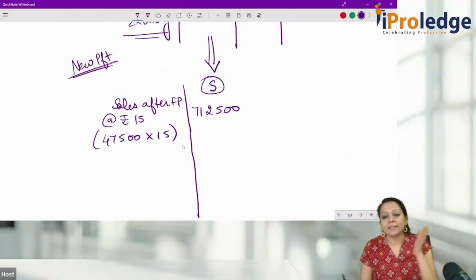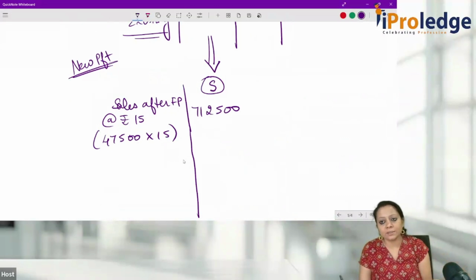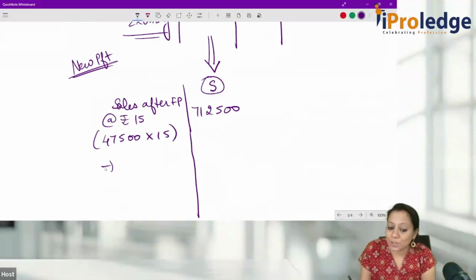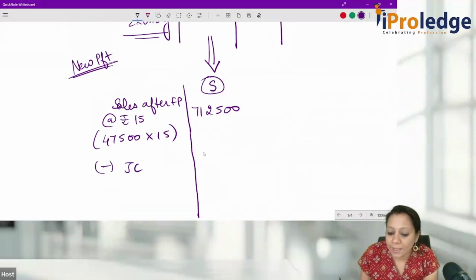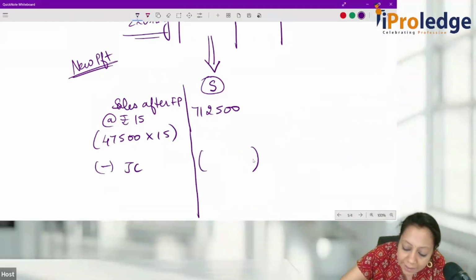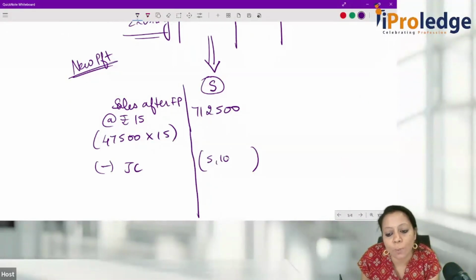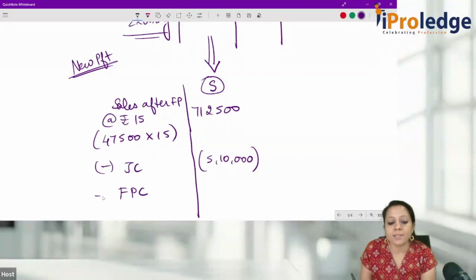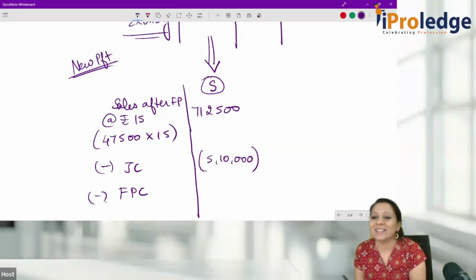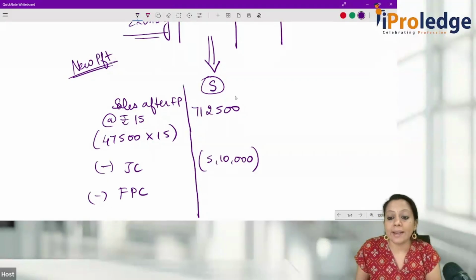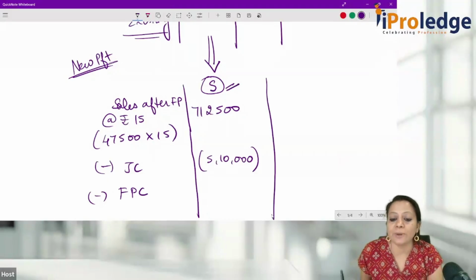Whether it is further processed or not, joint cost will definitely come. So joint cost apportionment: already we got 5 lakh 10,000. I hope everybody is able to remember. But ma'am, further processing cost will also come. Yes, it will come, because we are getting this product S only after further processing.